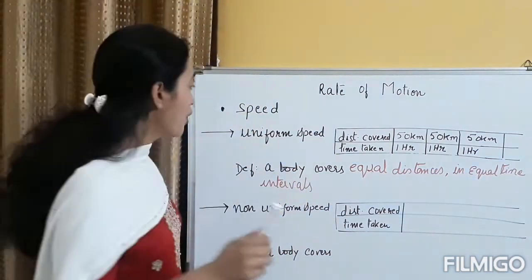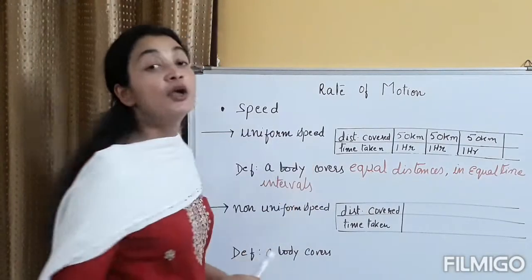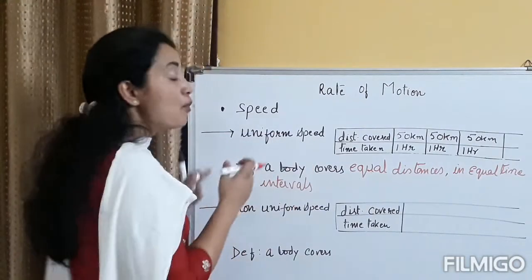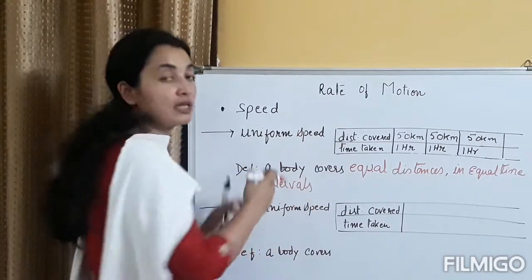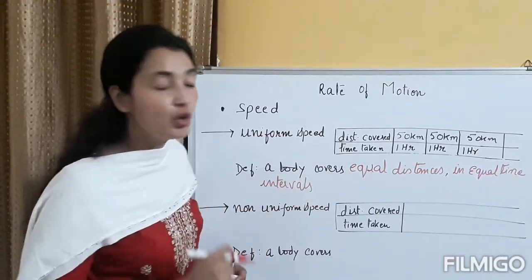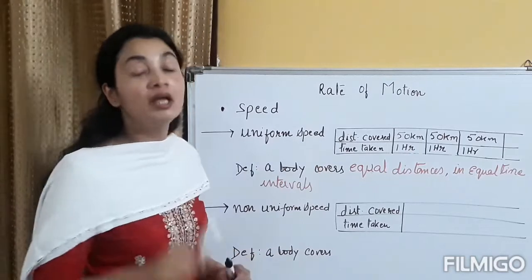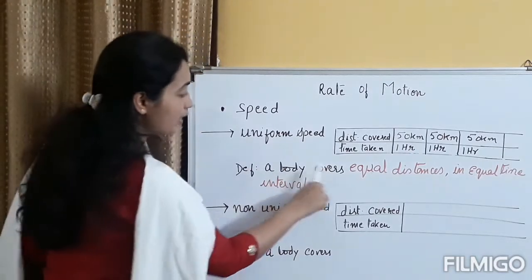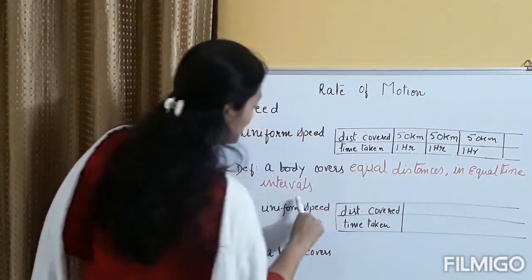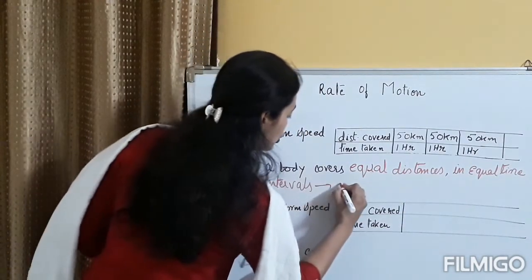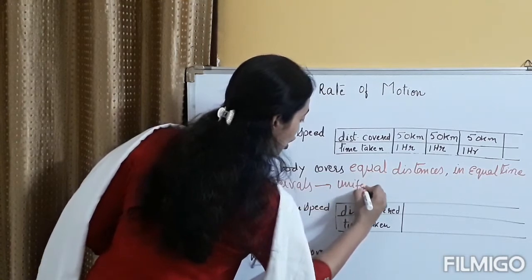Then the type of speed is called uniform speed and the motion is called uniform motion. You describe such a type of motion as uniform motion and the speed is said to be uniform speed. When a body covers equal distances in equal time intervals, the speed is said to be uniform.